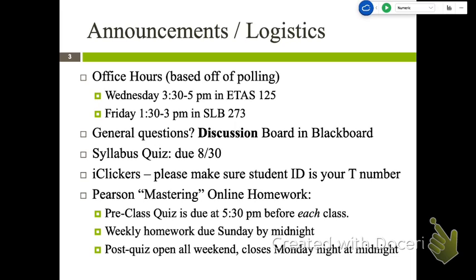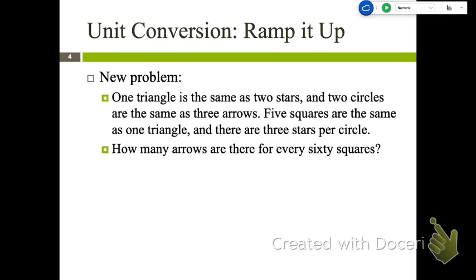Alright. Ready to do another unit conversion problem? On the app? Alright. New problem. These shapes have nothing to do with the equalities we had before. This is a totally new problem. Don't try applying what we did before. Just use the process. So I'm going to go ahead and give us about 3 minutes.